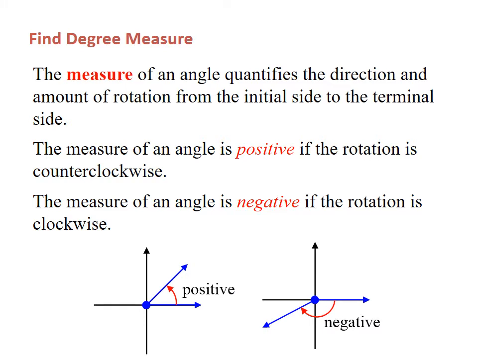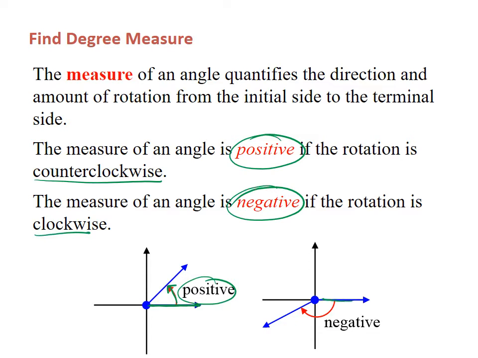When we want to find the degree measure, typically we can have positive angles and negative angle measures. The positive angle measure goes from the initial side, or the x-axis, and it rotates in a counterclockwise direction. This will be a positive angle measure. On the other hand, the negative angle measure goes in a clockwise direction, so we will start at the initial side and go in the clockwise direction. That will produce a negative angle measure.